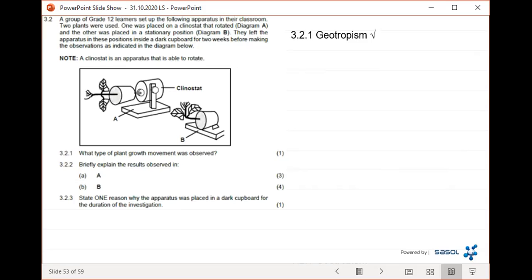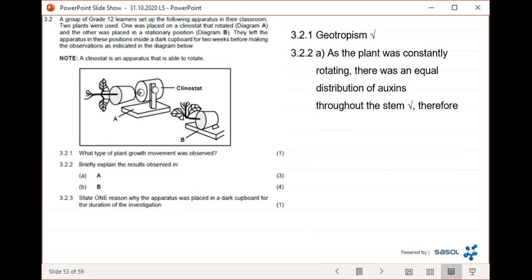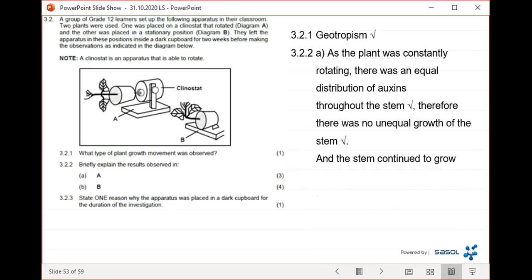A, as the plant was constantly rotating, there was equal distribution of auxins throughout the stem, and therefore there was no unequal growth of the stem. Then the stem continued to grow straight and upwards. So that is diagram A, which is right there.